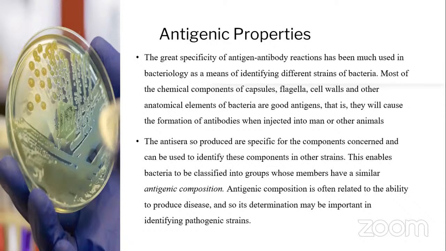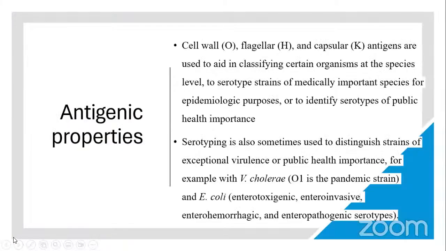So, in a way, Salmonella typhi also has its own antigenic composition that can be detected through serology, by the antigenic properties of Salmonella typhi. Other antigenic properties that are used in classifying organisms have been explained. We have the cell wall, the flagella, the capsule, and so on and so forth. These are used in serotyping microorganisms. It is used in distinguishing strains of bacteria with exceptional virulence properties, and it is of public health concern.